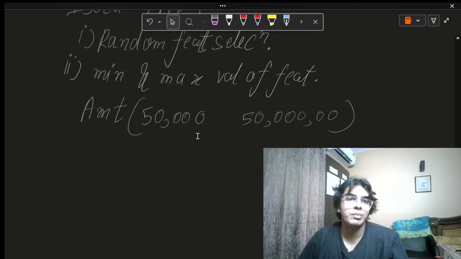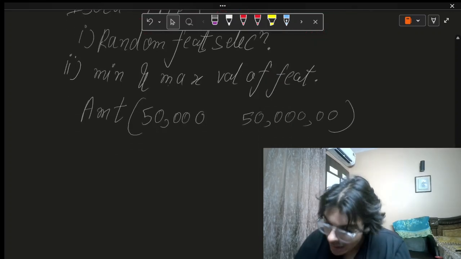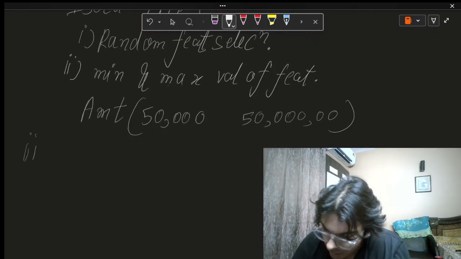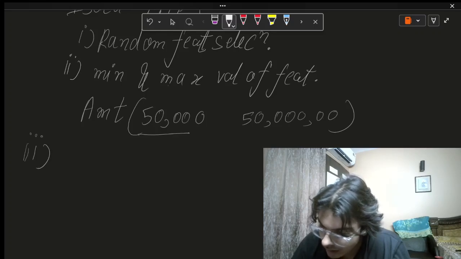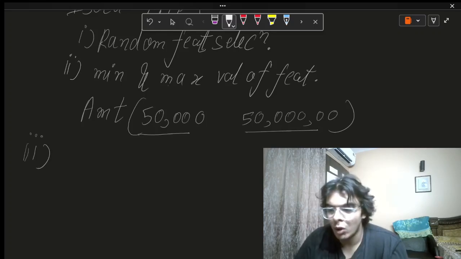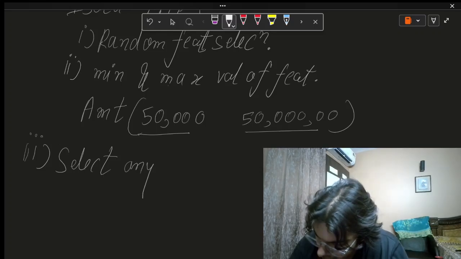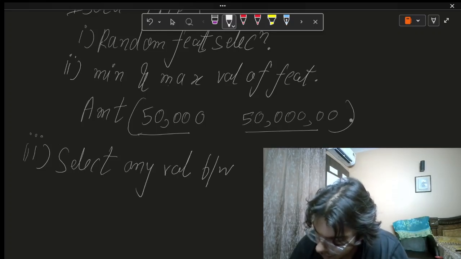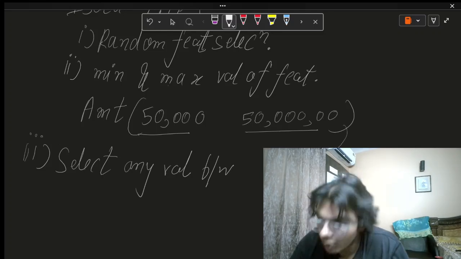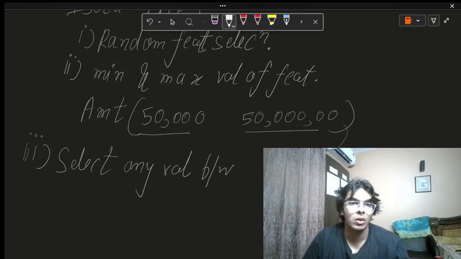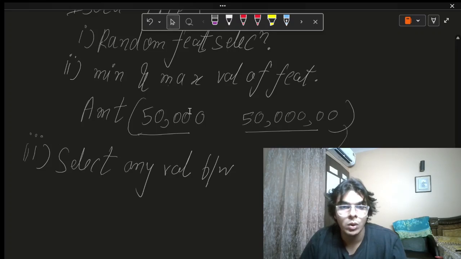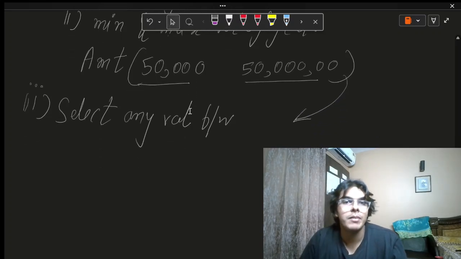Now to create the split, I take any value between these two. If you want to write it in formal terms, you can say, select any value between this range right here. Any value between them. And then what do we do? We create a split in the model based on that value.